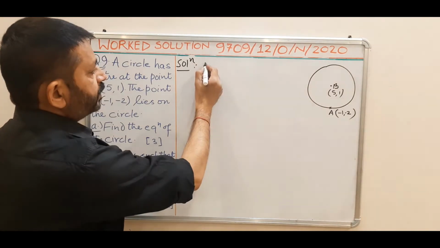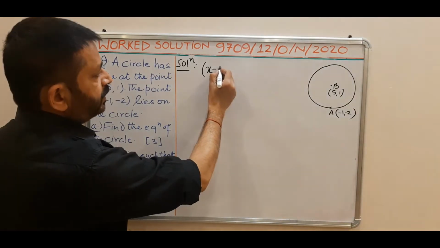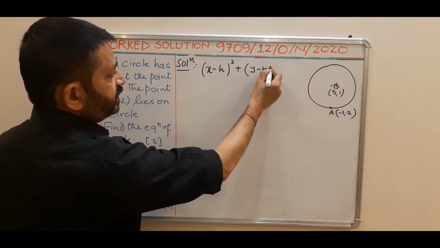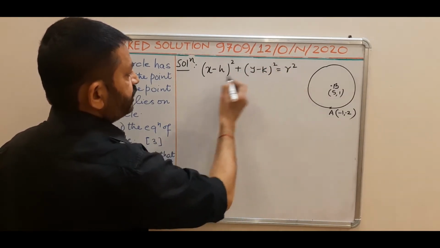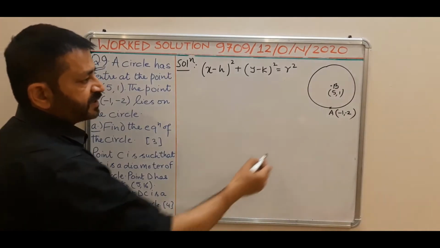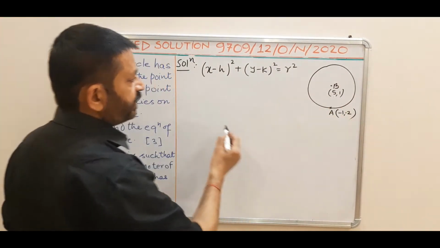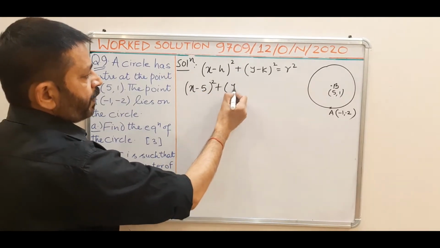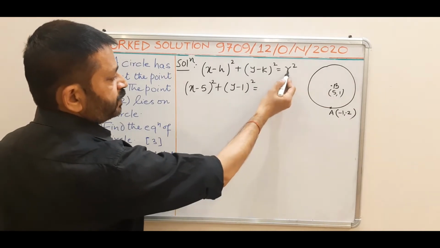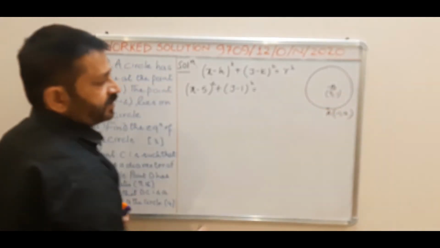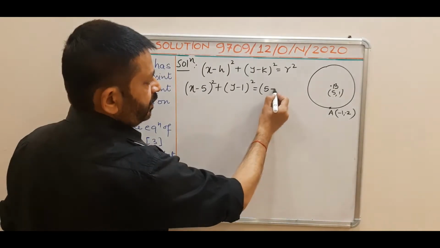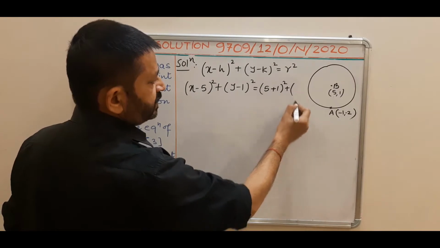So equation of the circle, we know this form: (x minus h) whole square plus (y minus k) whole square is equal to r square, where h and k are the coordinates of the center. So here h is 5 and k is 1. So put these values here: (x minus 5) whole square plus (y minus 1) whole square is equal to, now what is r? r is this AB. So we'll find this AB. It will become (5 plus 1) whole square plus (1 plus 2) whole square, right?